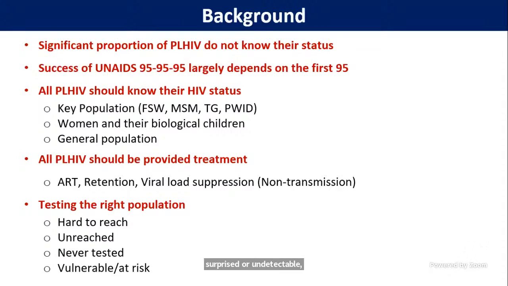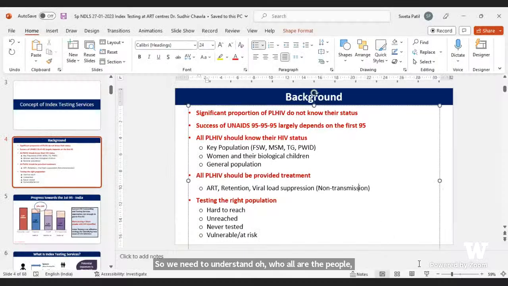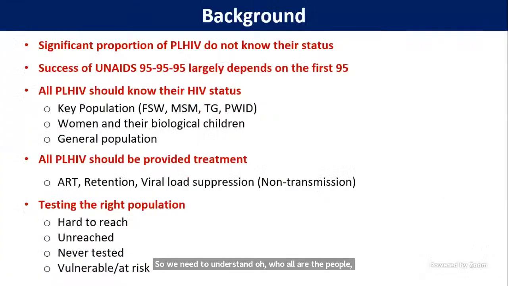So where are we missing? Why are we not able to reach people? There are people who are regularly being missed from being offered HIV testing. It can be a person from a hard to reach area, or from unreached areas, or from difficult terrains. I think the slides are not visible now. So we need to understand who are the people who were missed for offering index testing, and accordingly we can take some steps. Next slide, please.